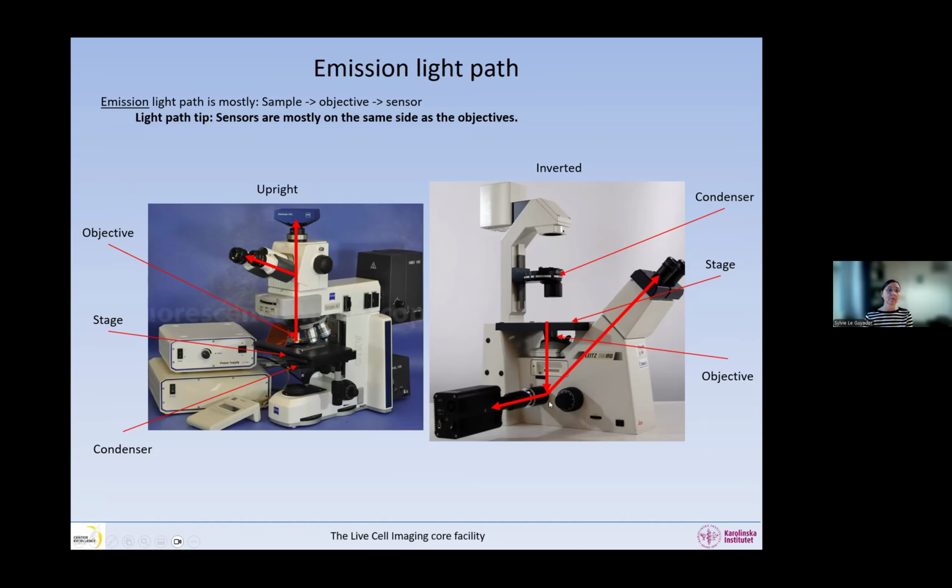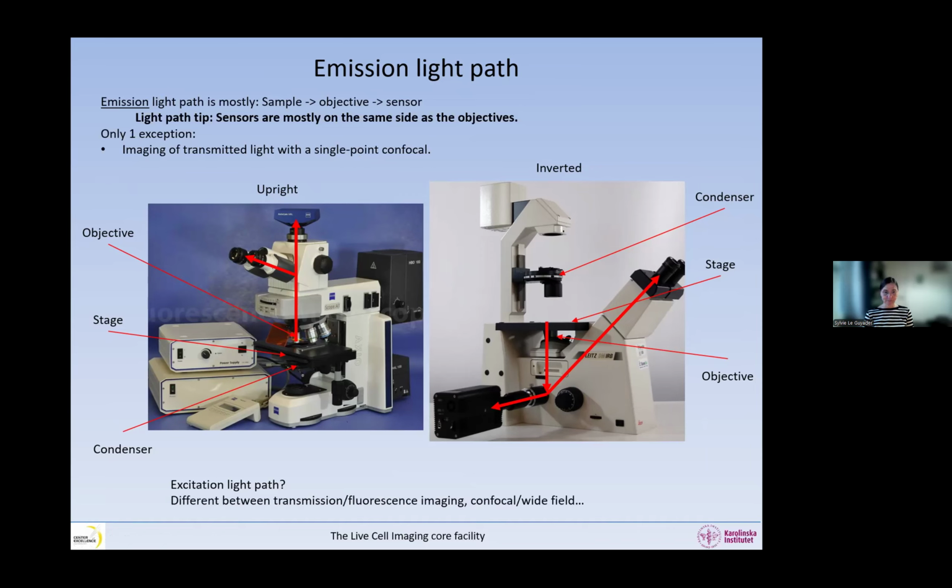Very simple. There's only one exception, and that is when we image transmitted light on a single point confocal. So we're going to see this example. So the emission light path is super simple. It is sample, objective, sensor. But it's different with transmitted light when we image transmitted light on the point confocal. So we'll see.